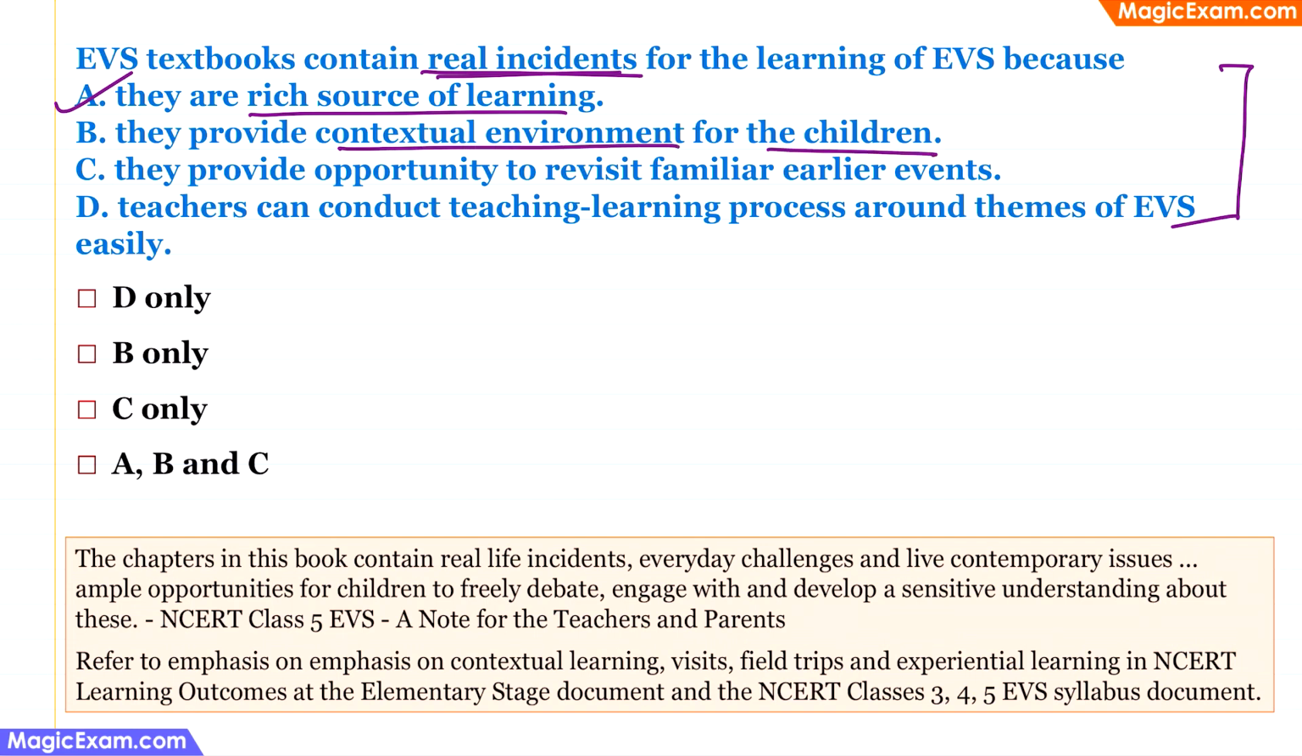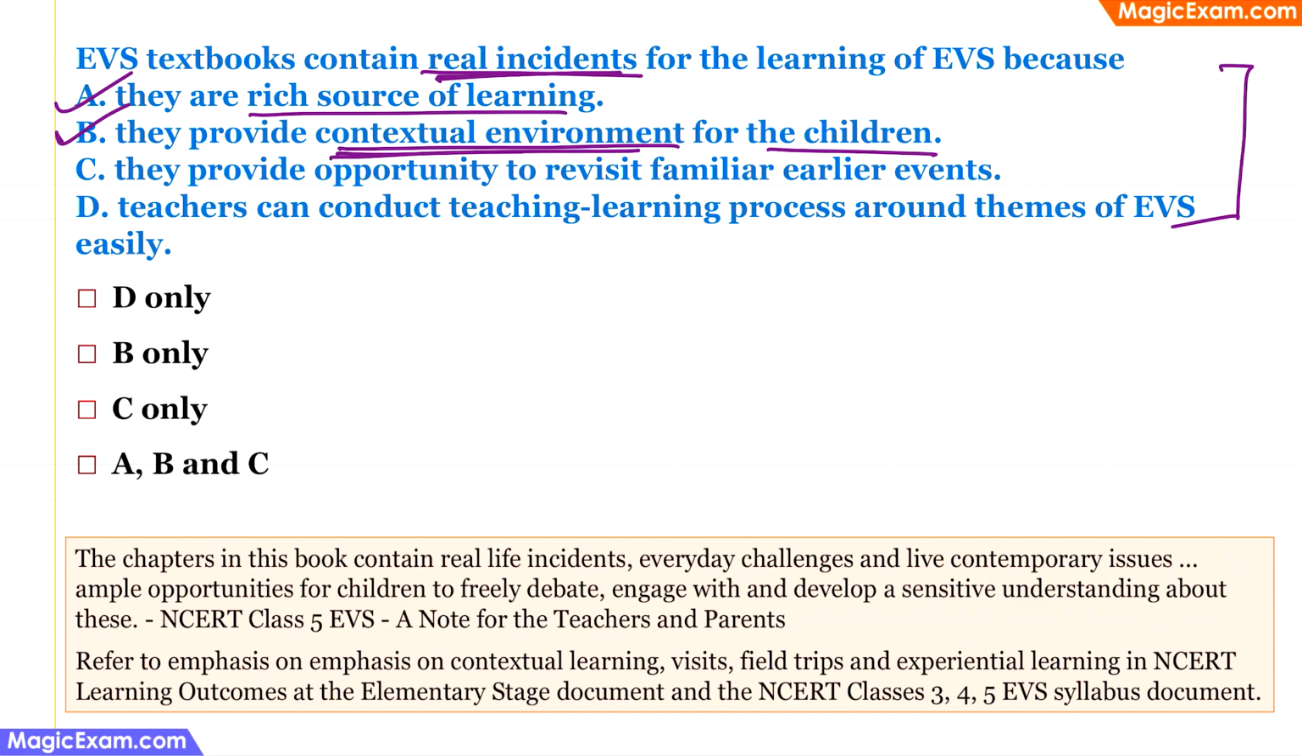Then, they provide a contextual environment for the children, right? Because if I talk about the Dandi March, we can say how the Britishers imposed tax on salt and why Gandhiji led a march so that we could make salt from the sea for free and therefore disobey the British. Therefore, there was a contextual reason behind why this Dandi March happened. Therefore, they can understand the entire freedom struggle better. Therefore, real life incidents provide a contextual environment.